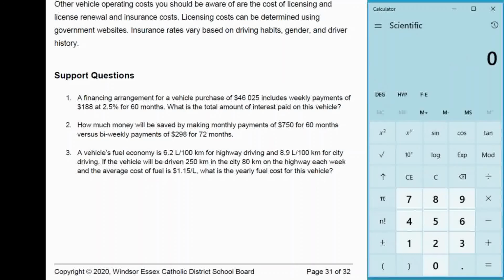For question 2, it says how much money will be saved by making monthly payments of $750 for 60 months versus biweekly payments of $298 for 72 months. Let's start with the $298. These are biweekly, so we have to turn the 72 months into years, and there are 26 biweekly periods in a year. This is how much money we would pay for those $298 biweekly payments. We'll have to subtract this from the $750 for 60 months. We would save $1,488 if we take the $750 for 60 months.